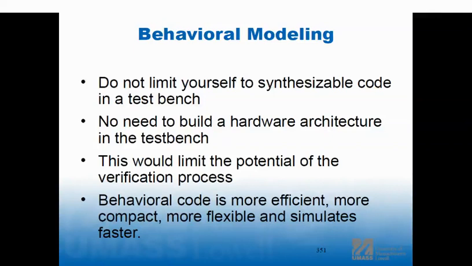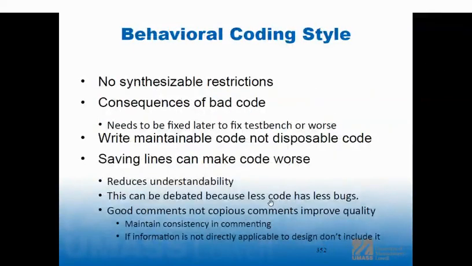And we want the verification process to be easier because potentially in the verification process, we're redoing everything. In fact, we might even be redoing everything twice because we have to model all the stimulus and we have to model the response so we can check it. So we want to be able to take the shortcuts of not having to model what the architecture is going to look like inside the chip. So more efficient, more compact, more flexible, and it simulates faster. Right? So no synthesizable restrictions. There can be consequences of bad code.